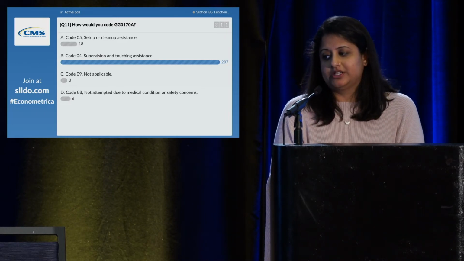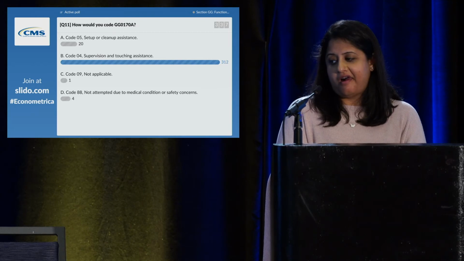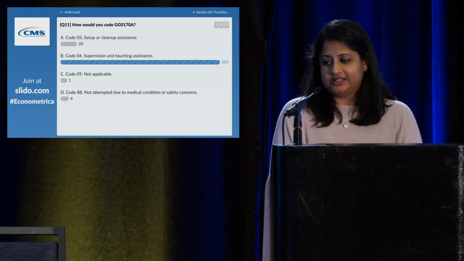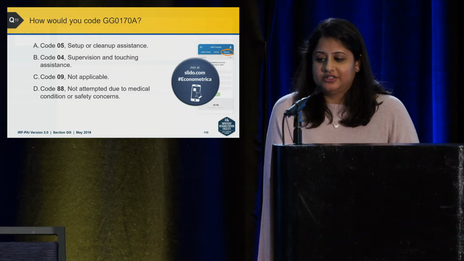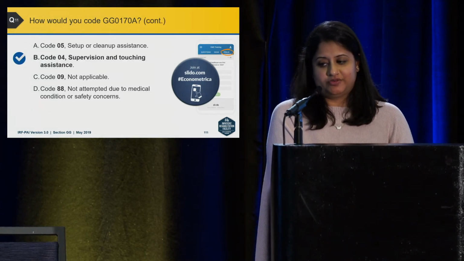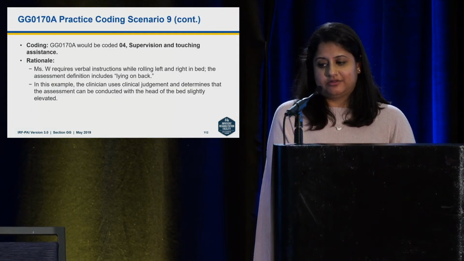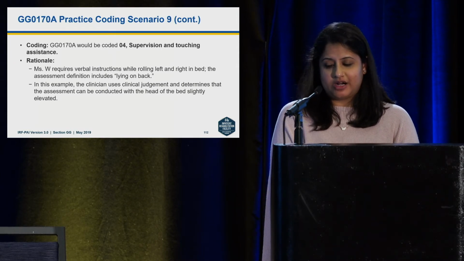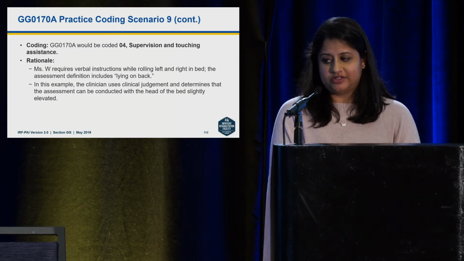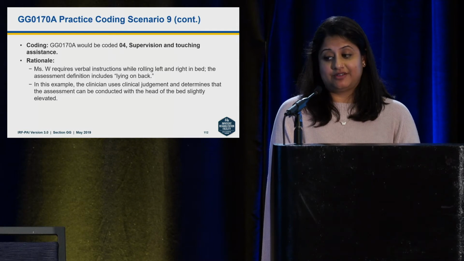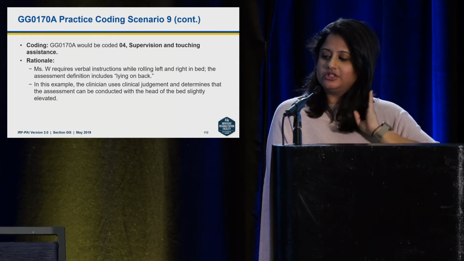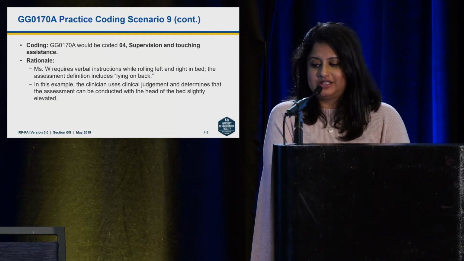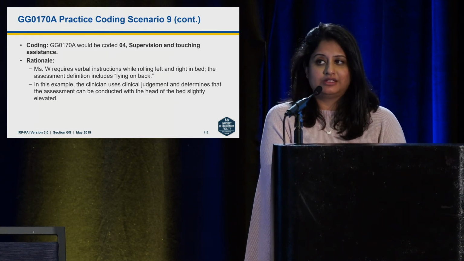Give you guys just a couple more seconds. All right, and let's go ahead and take a look at the correct answer now. So the correct answer is 04, supervision and touching assistance. And the rationale behind that is Ms. W requires verbal instructions while rolling left and right in bed. The assessment definition includes lying on back. In this example, the clinician uses clinical judgment and determines that the assessment can be conducted with the head of the bed slightly elevated.